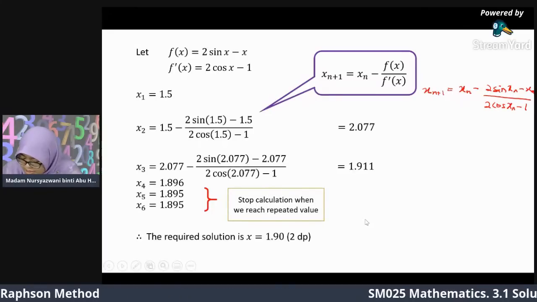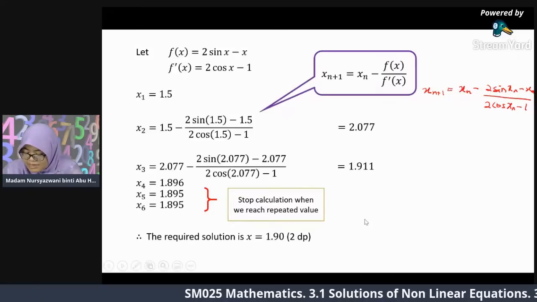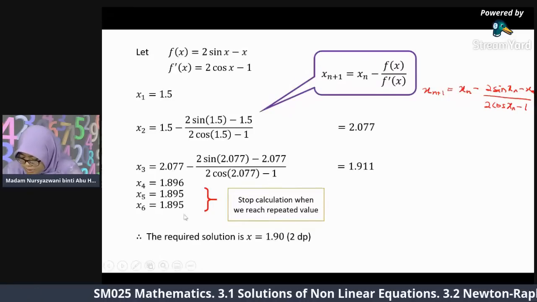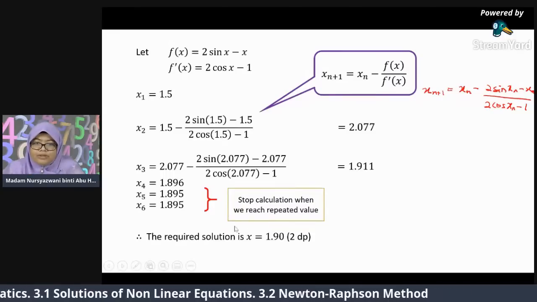So the required solution is x equal to 1.90. So we round off to 2 decimal places.